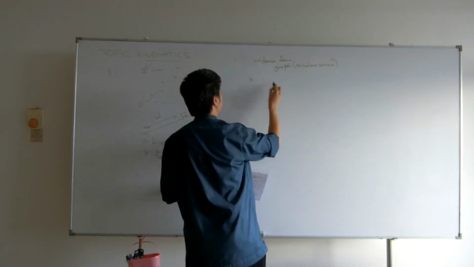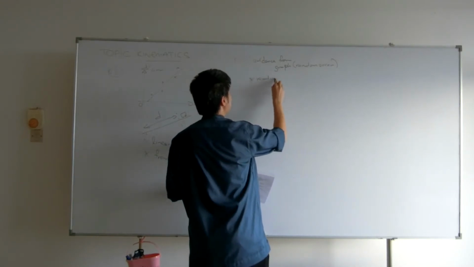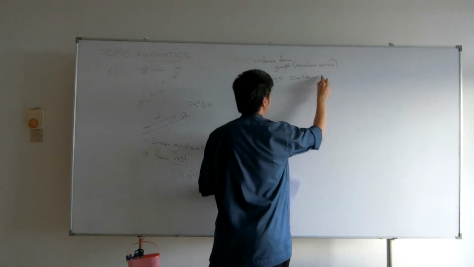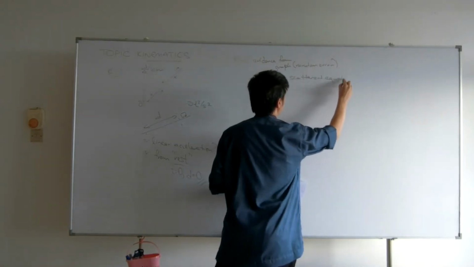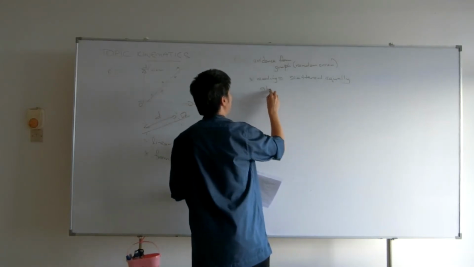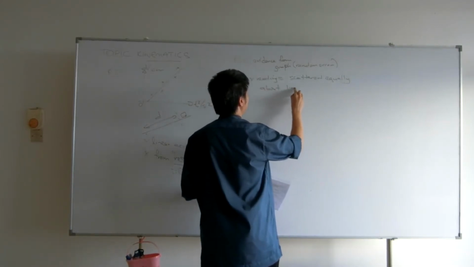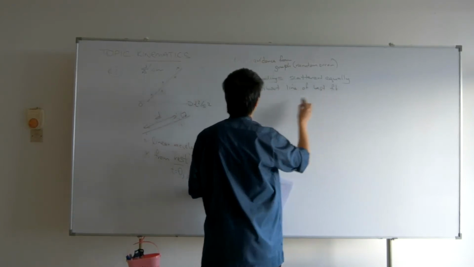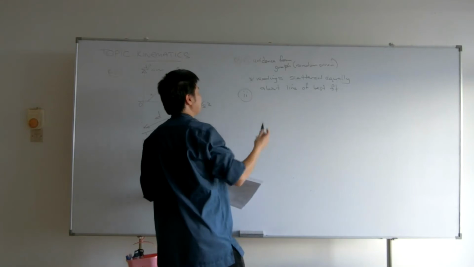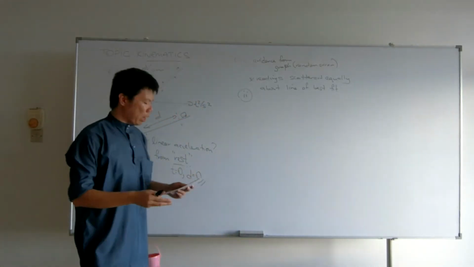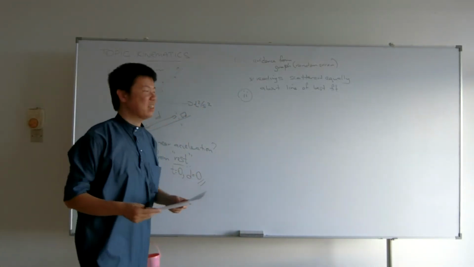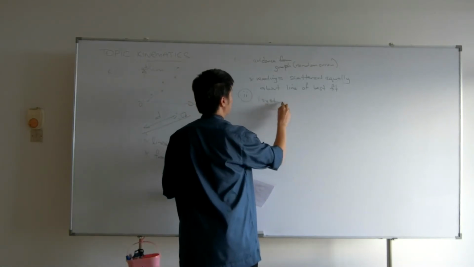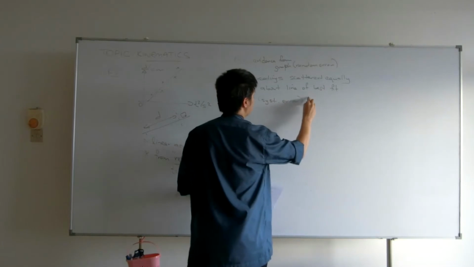So your answer will be readings scattered equally about line of best fit. Second question, the more questions you do, you realize it's quite connected. They want evidence for systematic error. What is its evidence?